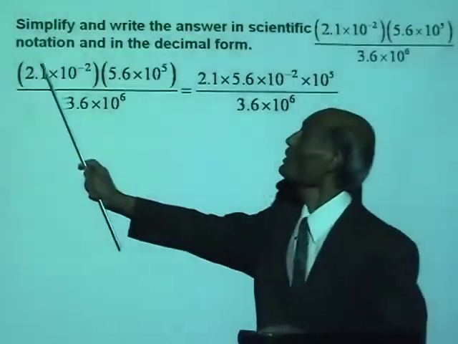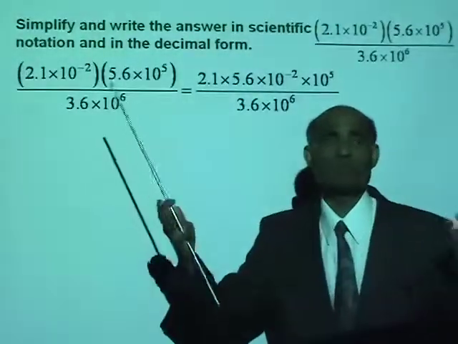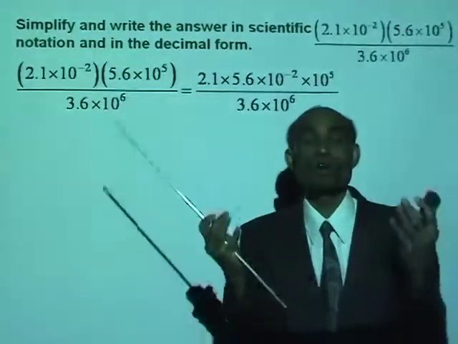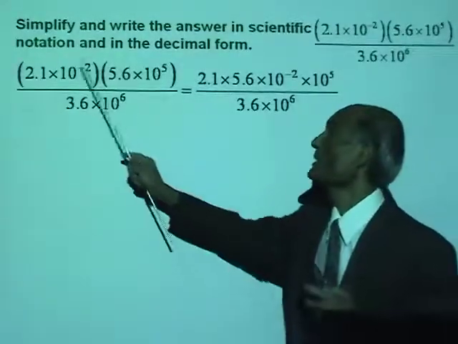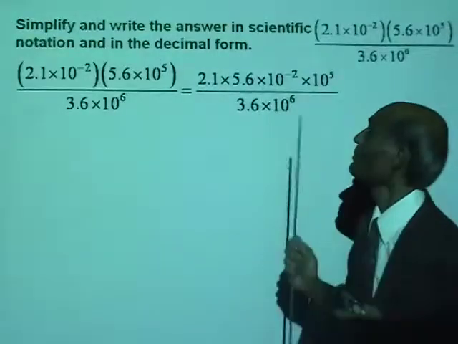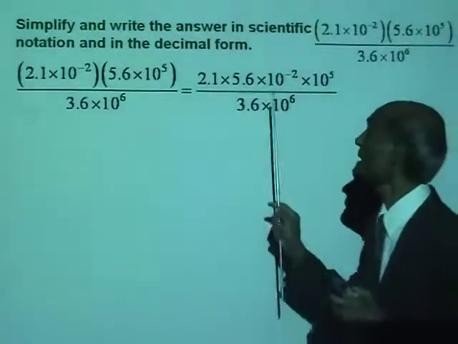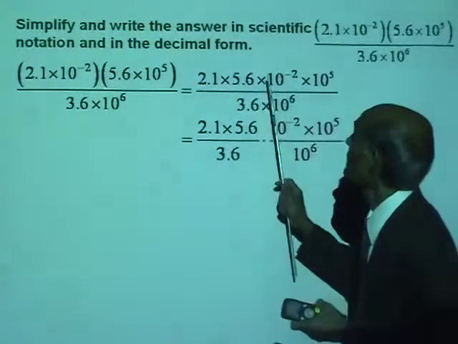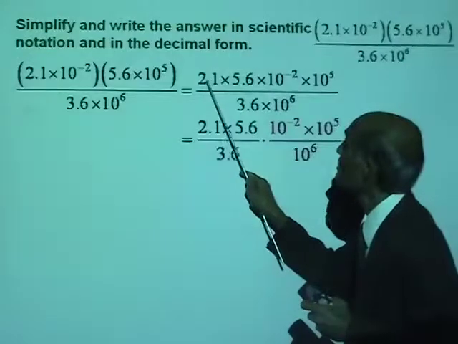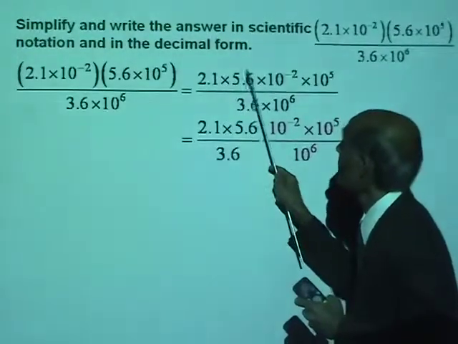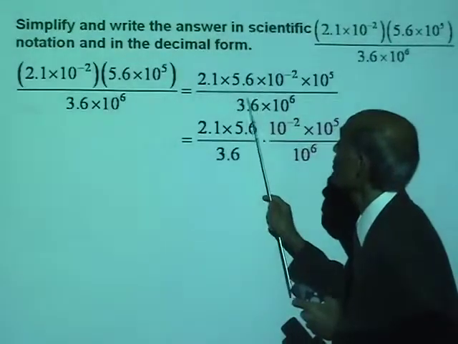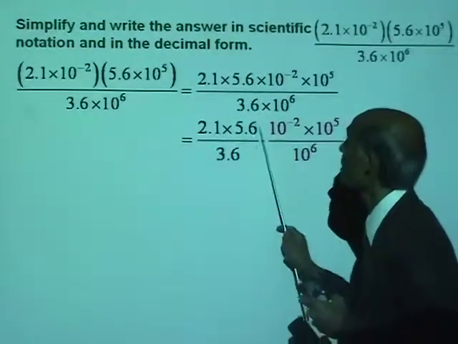Well, first of all, we can write these without the parentheses. You see, the parentheses don't make any difference at all because all these numbers are multiplied. There is no need for these parentheses. So we write it without parentheses. And look at the next step I'm going to write. I'm going to break it into 2 blocks. First I'm going to multiply 2.1 by 5.6 and divide it by 3.6. That is my first block.